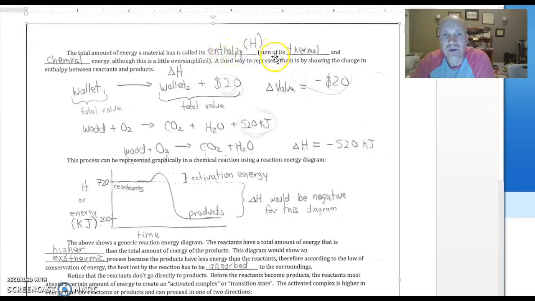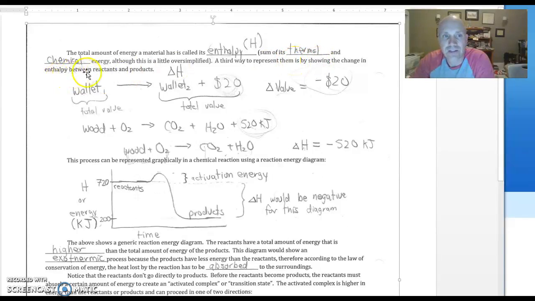So one way that you can think about the enthalpy of a material is just the sum of its thermal plus its chemical energy. I just want to mention this is a little bit oversimplified, but for the purposes of this unit, thinking of it that way will suffice. So this leads to a third way of representing thermochemical equations.